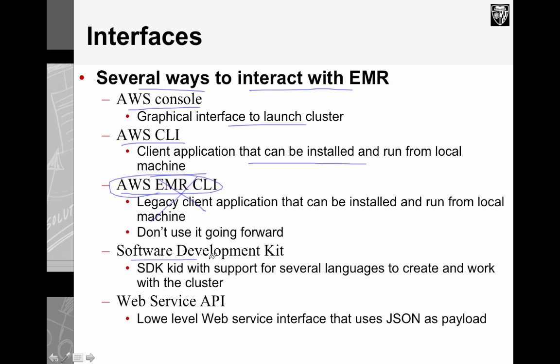You can also use the SDK, which is the software development kit. That's available for you in multiple languages. That's one way to interface with AWS in order to create a cluster, in order to create a job, in order to check the status of the job. And there's also the web service API that is available.